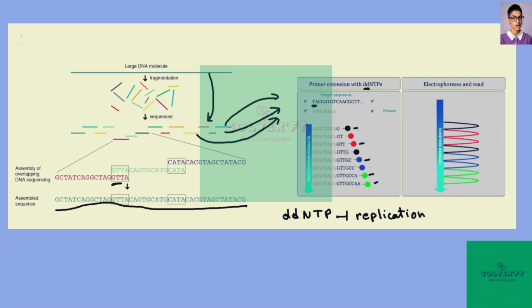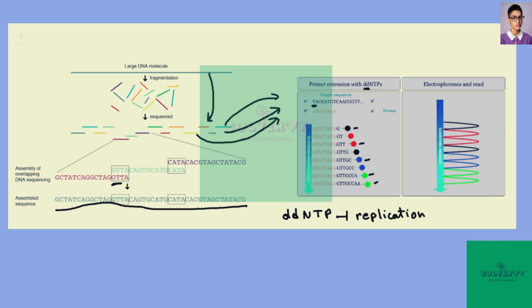Choice B, the DNA is cut into fragments, overlapping sequences are analyzed, and then sequencing is done. No, sequencing is done first, and then the sequence overlaps are determined. So those two steps are wrong. Choice C, the DNA is cut into fragments, stained with fluorescent dye. There's no staining with fluorescent dye, so that's wrong. Choice D, the DNA is cut into fragments, sequencing is done using the chain termination method. So far, so good. The DNA is stained with fluorescent dye. Again, DNA is not stained, so choice D is also wrong for the same reason as choice C.